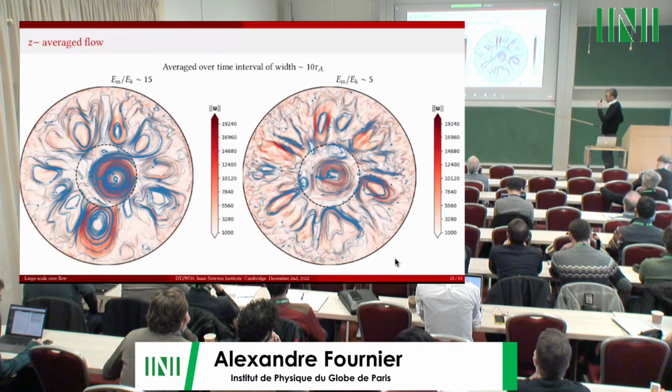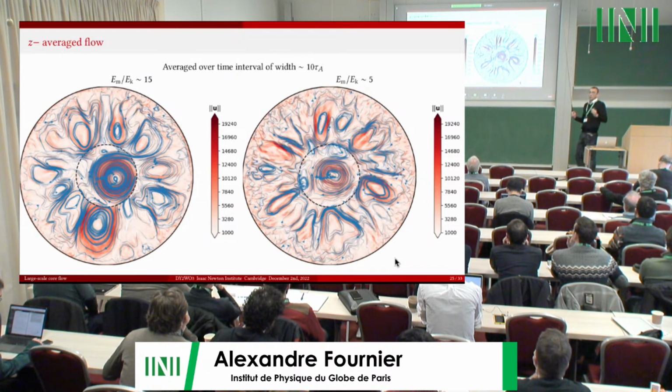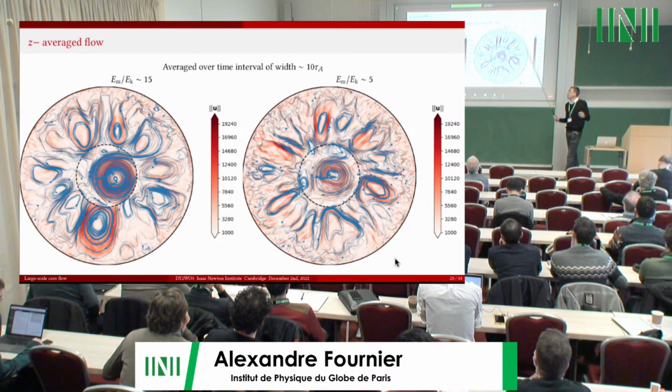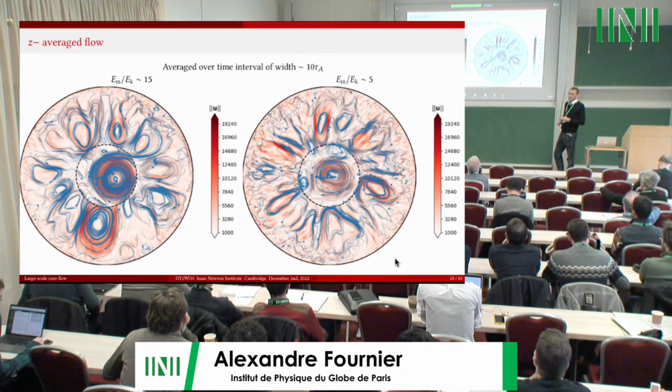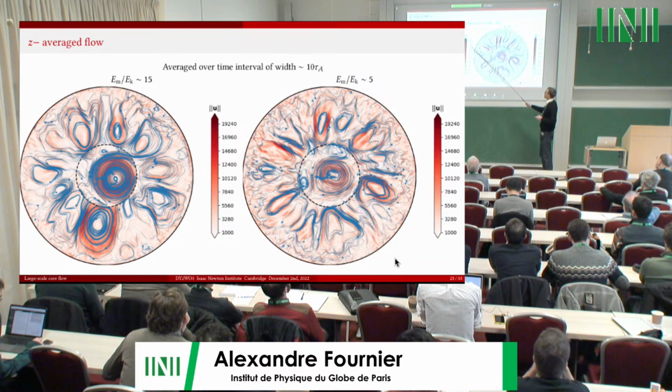This shows as well when I do the same exercise of computing the average of the flow over some time. The time I chose there was 10 Alfvén times. So I did the equivalent of what Nathanael did for the banana plot that I showed before. This is the circulation that I get, and the color scale this time is the intensity of the flow.